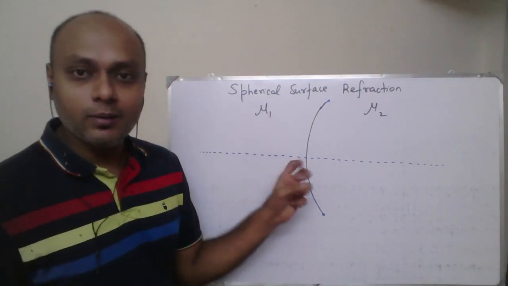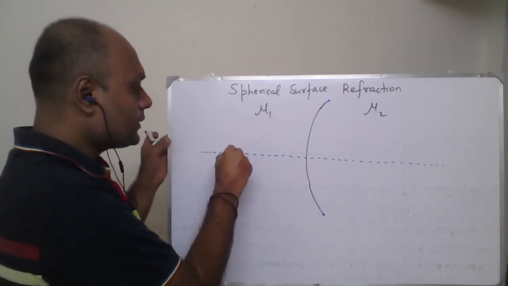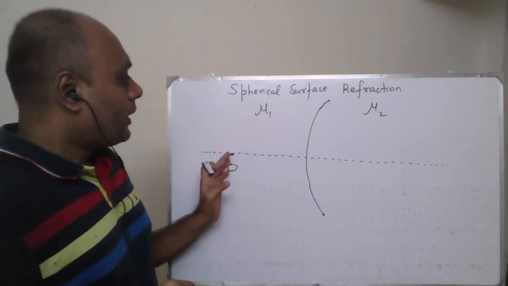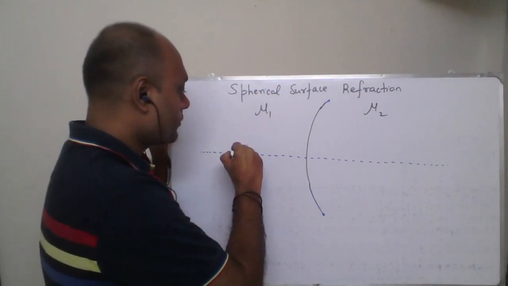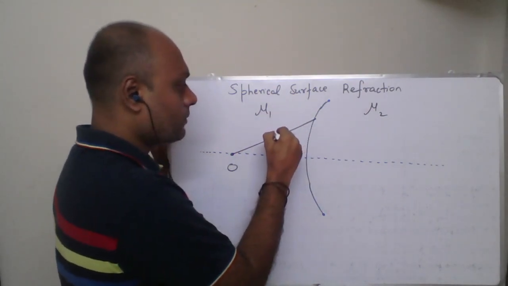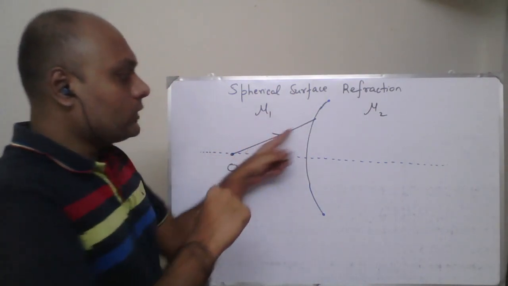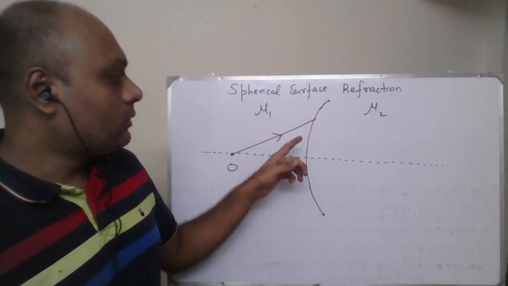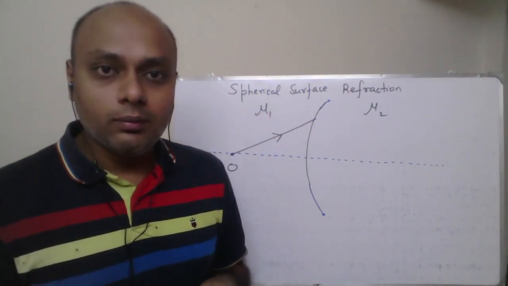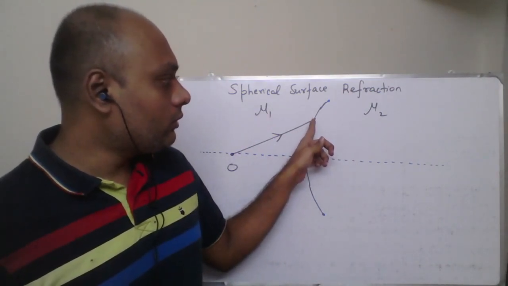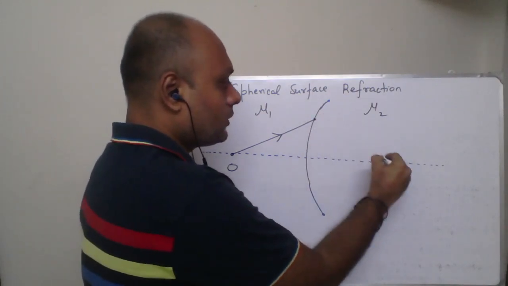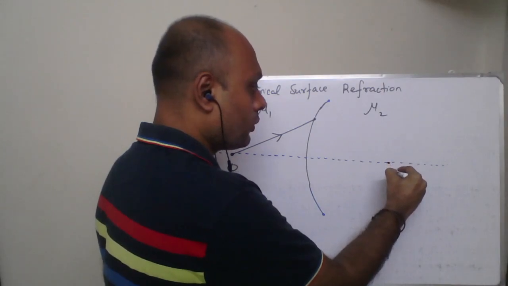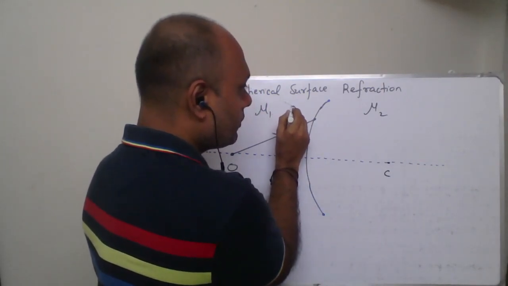So let's take it up. I'm going to place an object. The object is on the optical axis, and light rays go and fall at this interface. Once the light falls on the interface, it is going to get refracted. Now when I draw the normal, this is the point of incidence, and this is the center of that sphere. So this will be the normal.